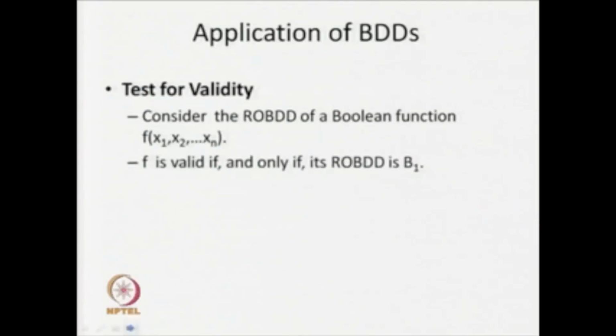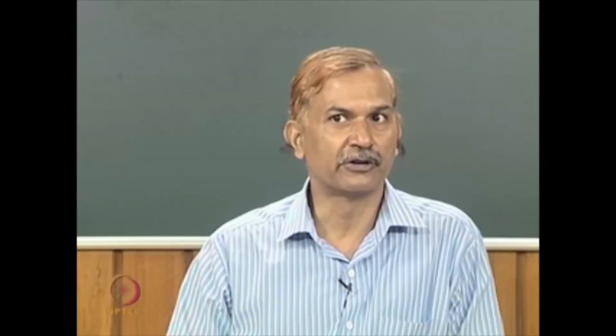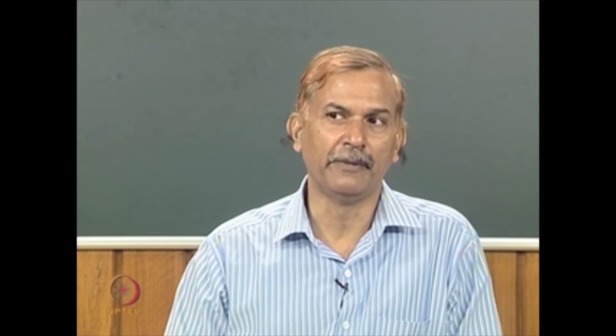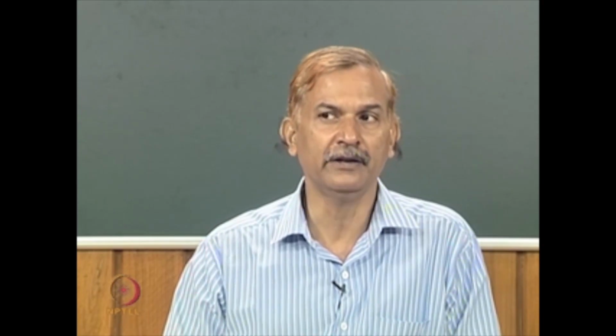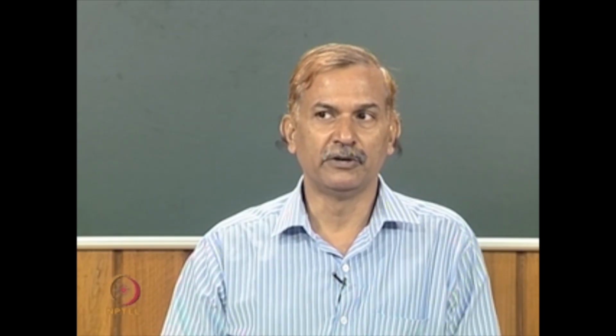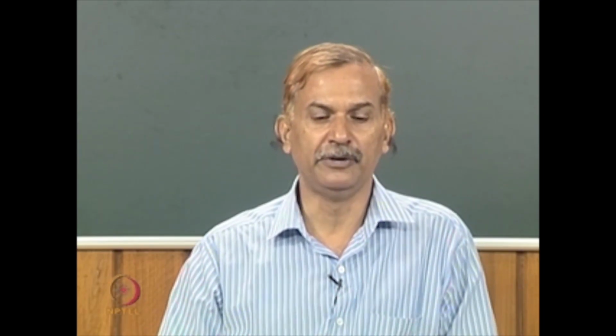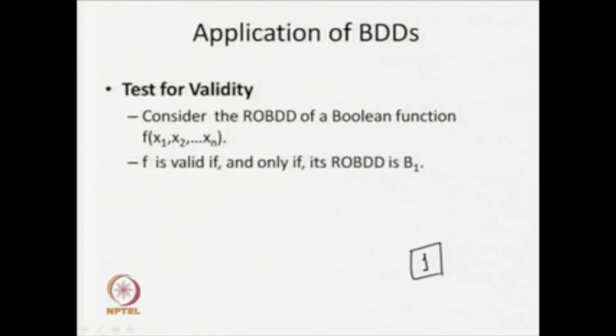Similarly, we can test for validity. We know that a Boolean function is valid if, for all valuations of the variables, it evaluates to 1. So, in this case, if we construct a BDD and it is B1, then we can always say that it is a valid function. Basically, if the BDD is only a terminal node, then we say this is your BDD B1.